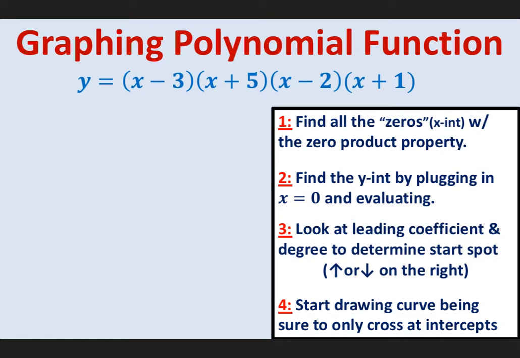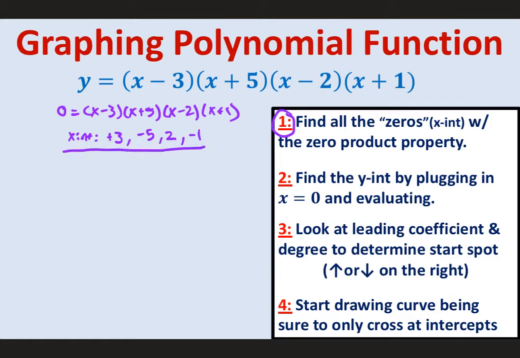Step 1, I'm going to do in purple. I'm going to find the x-intercepts, so I'm going to say 0 equals x minus 3 times x plus 5 times x minus 2 times x plus 1. All right, so x minus 3: my first x-intercept is positive 3. X plus 5: my second one is negative 5. Minus 2 is positive 2. Plus 1 is negative 1.